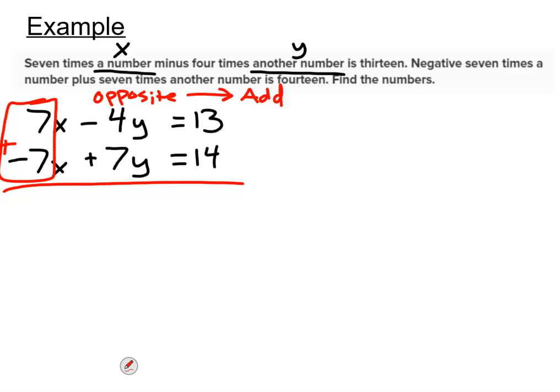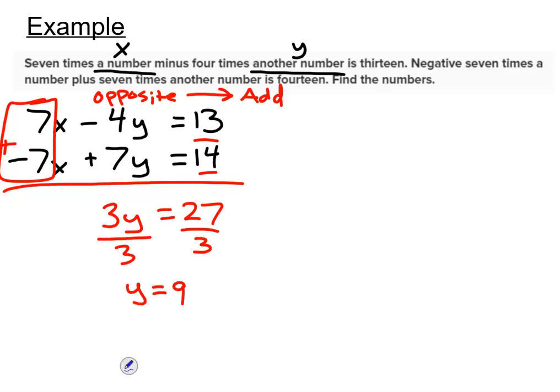But we have a negative 4y plus a 7y, which would give us a positive 3y. Then adding the 13 plus 14 gives us 27. Don't forget to add these numbers on the right-hand side of the equation. Then we simply divide by 3 on both sides. We get y equals 9.